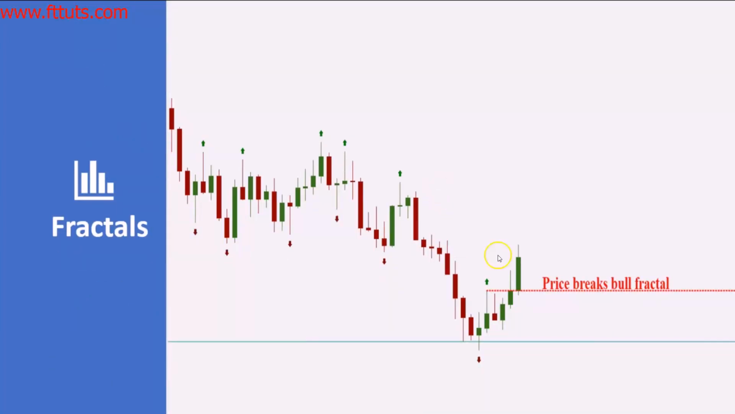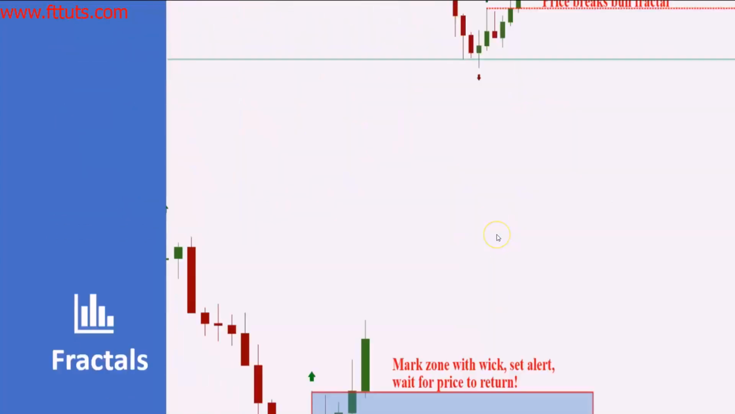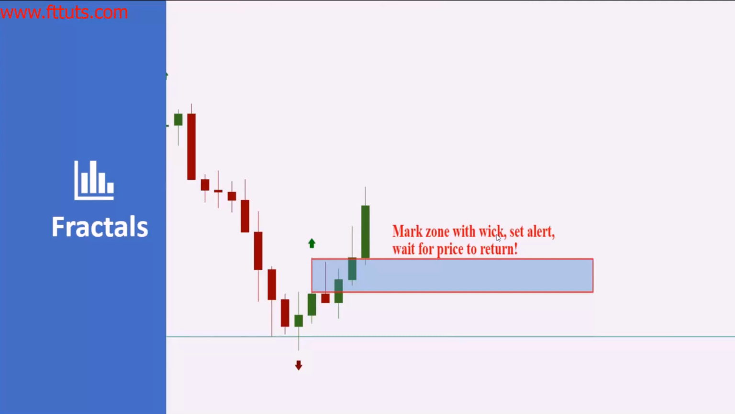So price breaks a bull fractal. You should be marking your zones that have wicks and then set an alert and wait for price to return. So you can see this candle has a big zone, big wick. So I make it a zone.